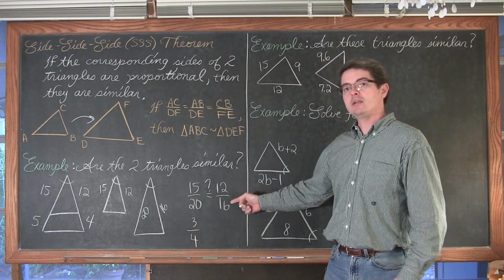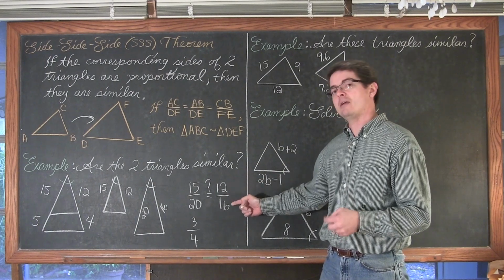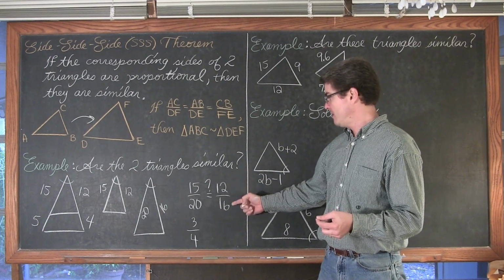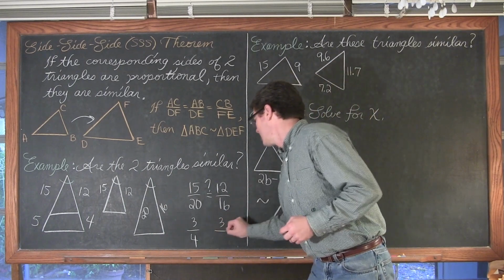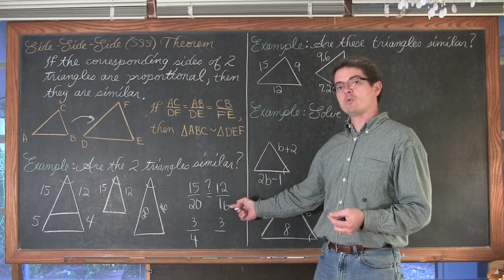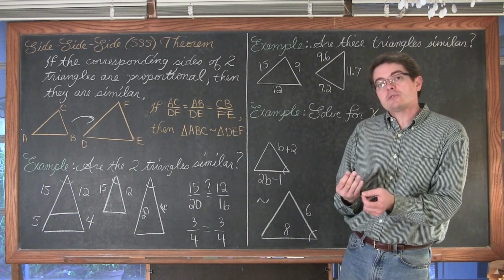Do the same reduction here. I'm not going to divide by 5, but 12 and 16 both have a common factor of 4. So 12 divided by 4 is 3, and 16 divided by 4 is equal to 4. And look, our two ratios are the same.